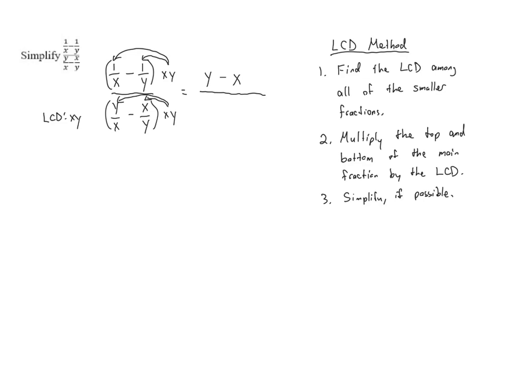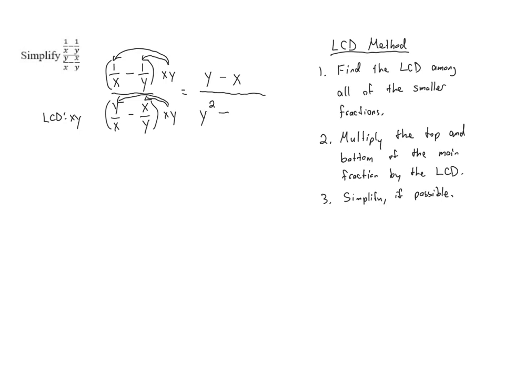Let's look at the denominator now. We will distribute the xy into the first fraction. And here you'll notice that the x's cancel. We've got an x in the bottom and an x out front. Those are going to go away. And what's left is y times the other y. And y times y is y squared. So we've got a y squared there.